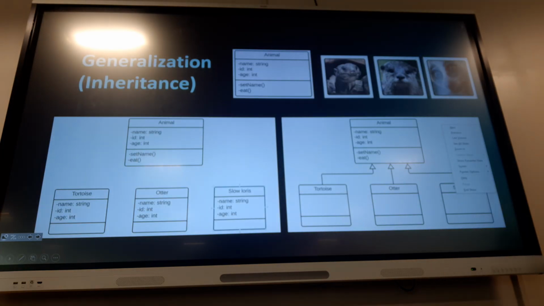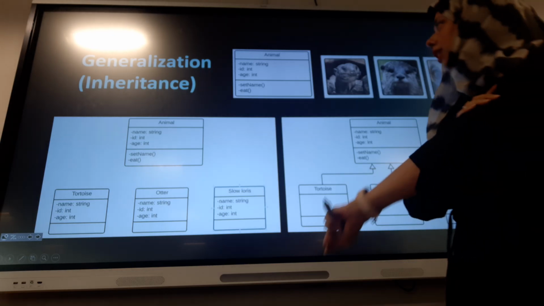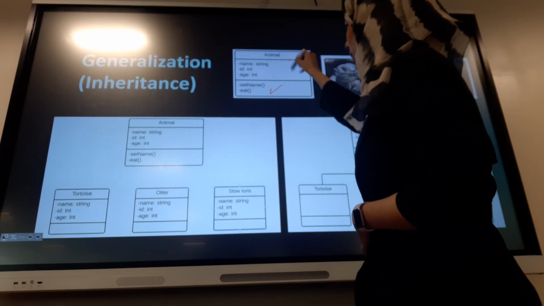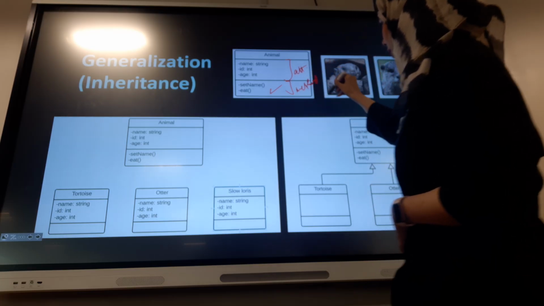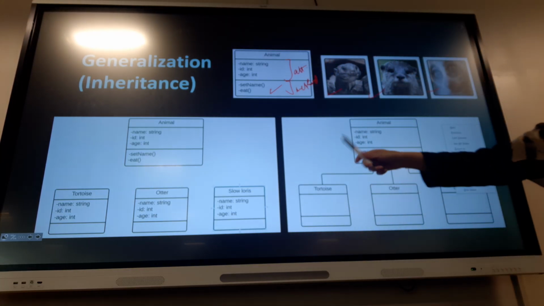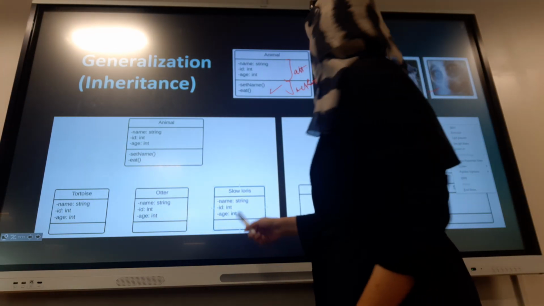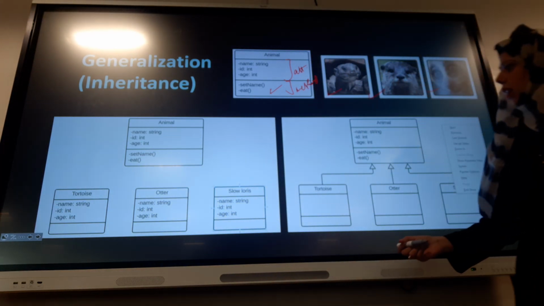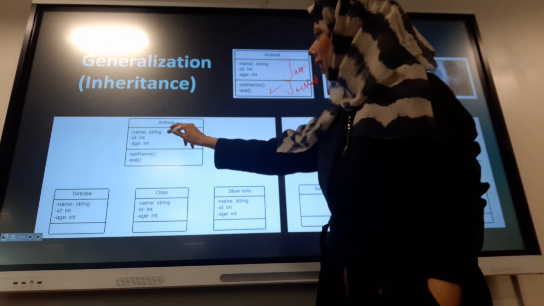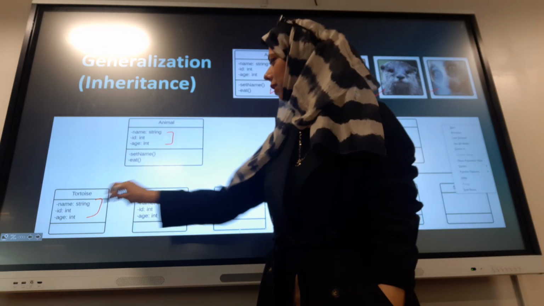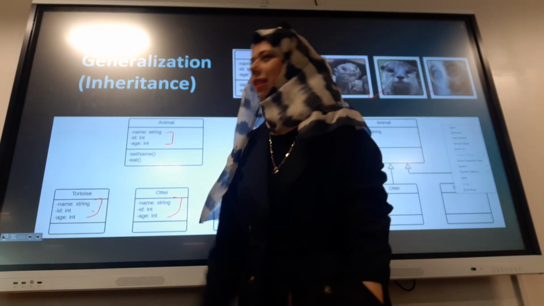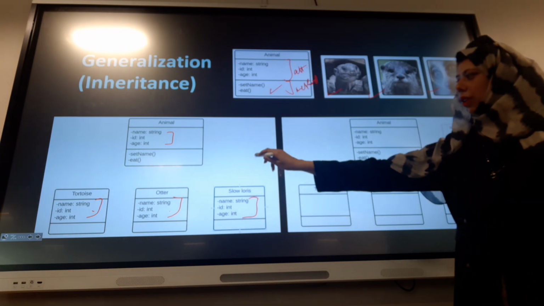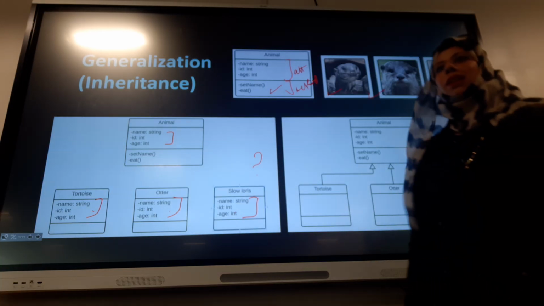Okay, let's discuss the generalization now. So we have an animal class. This one has attributes and has methods. And I do have 3 samples of animals, like the tortoise, the otter, the snow loris. And ideally speaking, I would have each of them having name, ID, age, right? But what do we call this? Can you tell me what's the problem with this model? It's repetitive.